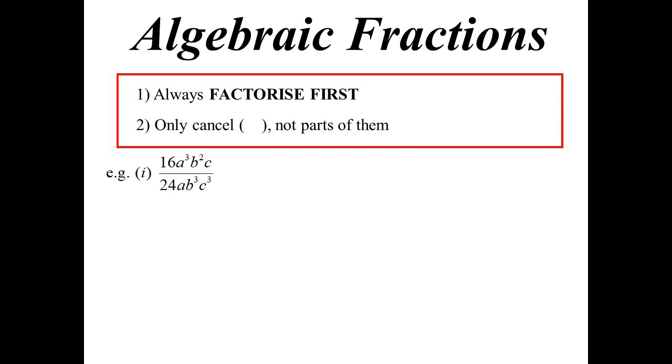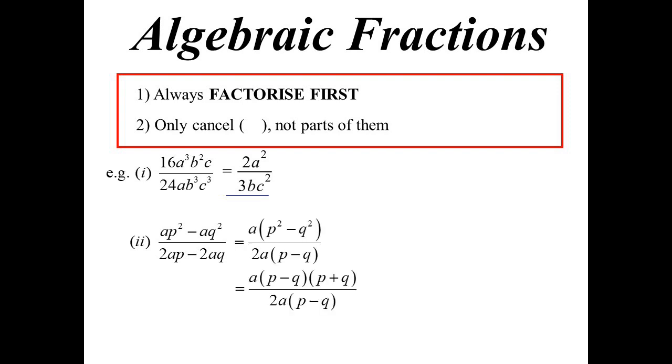So what do I mean? Well, this one here, obviously there's no factorisation to be done, but that's probably the simplest type of algebraic fraction question we see, where cancelling has to be done. The numbers, we've got 16 on 24 and so on. So 16 on 24 is the same as 2/3. The b squared goes into the b cubed, leaves us b on the bottom. A goes into a cubed, c goes into c cubed. There's our answer. Okay. Always factorise first.